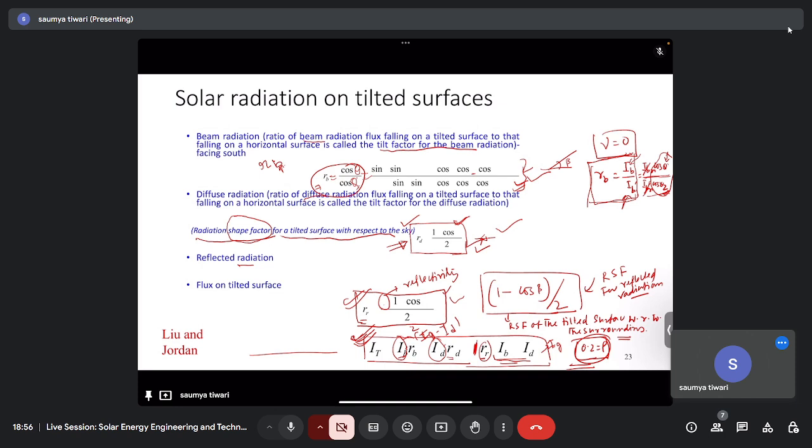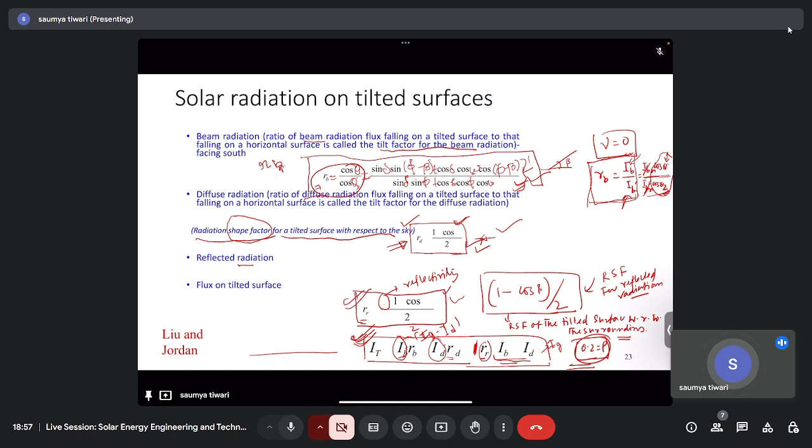And we know all the long equation. If we see for a horizontal surface, it will be sine delta sine phi plus cos delta cos phi, and it will be cos omega. So for a tilted surface it will just be phi minus beta, where beta is your tilt angle, so sine delta sine phi minus beta plus cos delta cos omega cos phi minus beta, if you remember the formula. So this will be your beam radiation tilt factor.